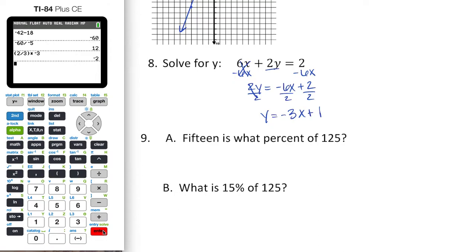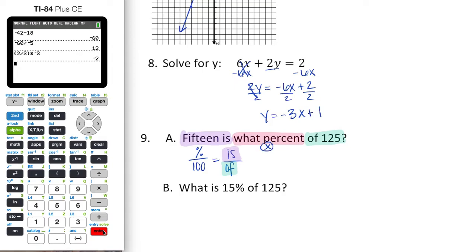Alright, number 9. 15 is what percent of 125? So we have percent over 100 equals is over of. It says 15 is. That means 15 is our is, and 125 is going to be our of. And then what percent? So our percent is our unknown. So what percent is our x value?